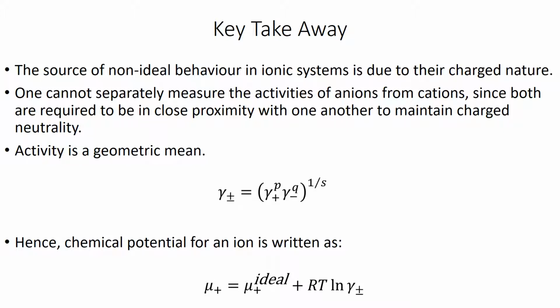So, the key takeaway today is that the source of non-ideal behavior in ionic systems is due to their charged nature. And one cannot separately measure the activities of anions from cations, since both are required to be in close proximity with one another to maintain charge neutrality. Activity, thus, for an ionic system is a geometric mean. And so there's your equation, and hence we can write our chemical potential for an ion as, for example, the cation, the ideal component plus RT log the geometric mean activity coefficient.